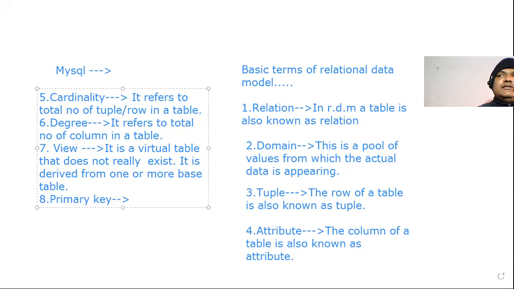But what should be the basic features? How can we judge that a particular column can be a primary key? The answer is that we prefer a particular column if it has a unique value and the value is not repeated.